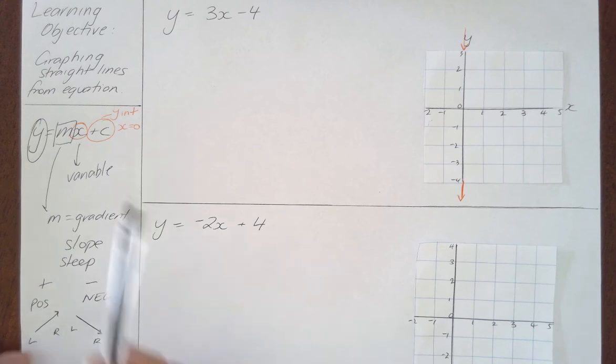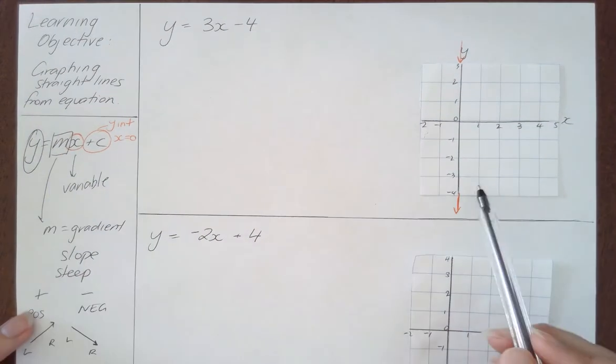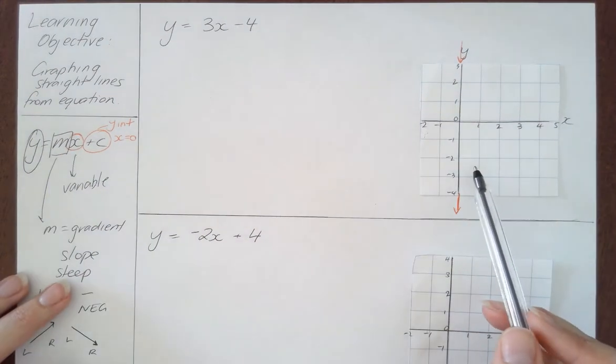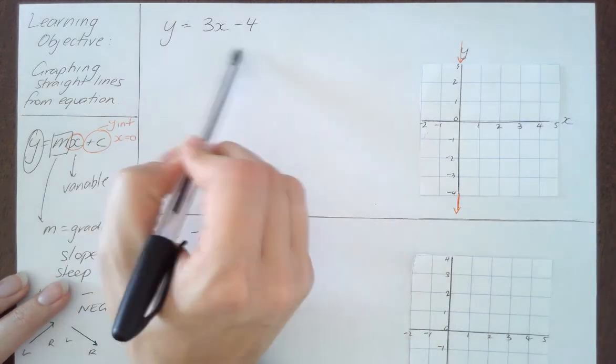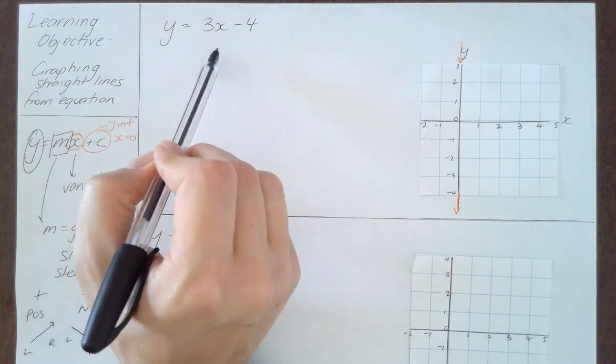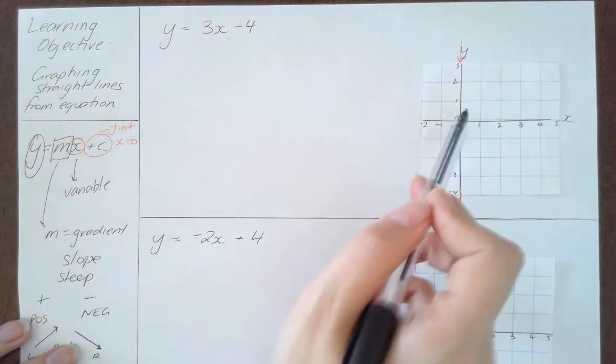So what we need to be able to do is take one of these and turn it into a visual representation of the line on a Cartesian plane with an x and y axis. So we've got this, we know it represents a linear equation, and that's representing a line. So there's two different ways I'm going to show you how to turn this into a straight line.